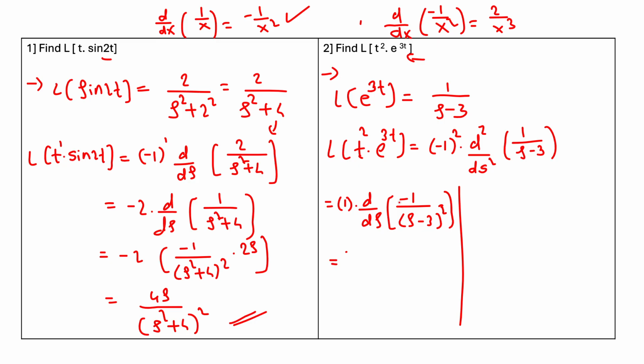So this minus 1 I am taking outside. Directly I can apply the derivative of minus 1 by x square, that is 2 by (s minus 3) bracket cube. Instead of x, you just put s minus 3. So this will be your final answer. Always remember, if t square is there, you have to differentiate 2 times. If only t is multiplied, then you only find a single derivative. So this was the multiplication by t property. There are many questions, you just try many different questions so that your topic will be clear. I hope from these 2 questions this property is clear to all of you.